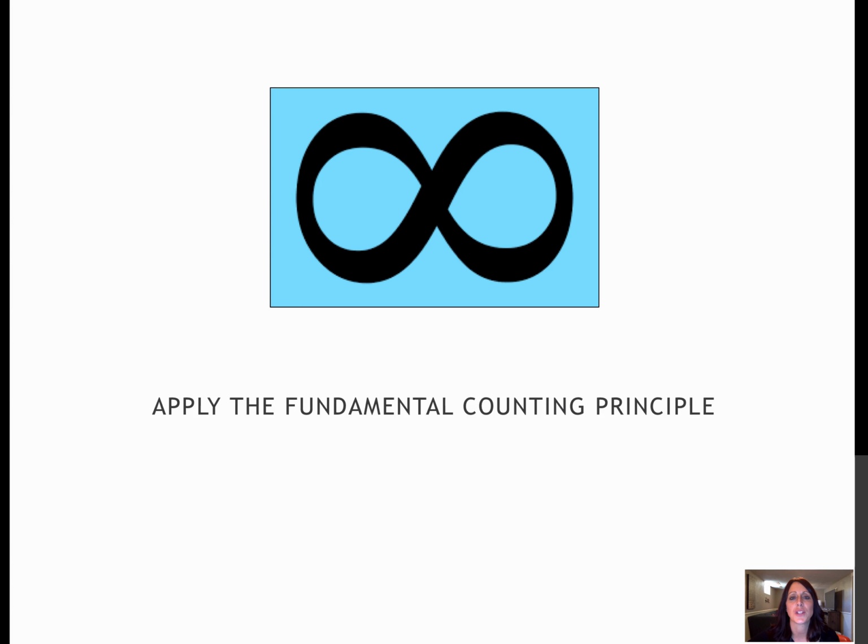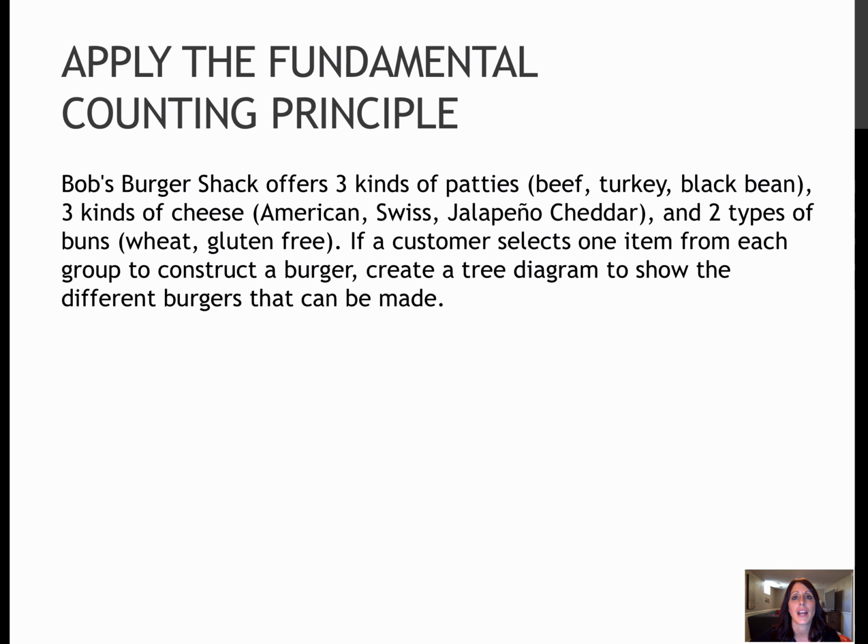We're going to switch gears a little bit now. The first half of this module was all about sequences and series, and the second half of the module is all about probability, or the number of different outcomes that can occur. And that brings us to the fundamental counting principle. But before we talk about that, I want to talk to you about something called a tree diagram.